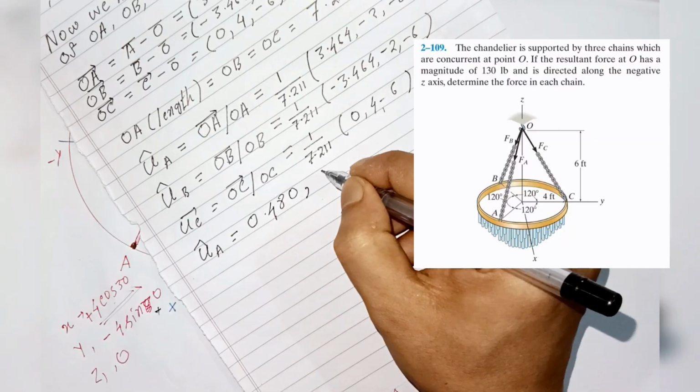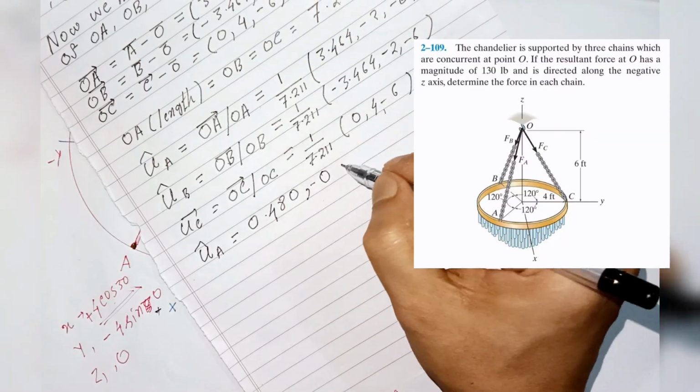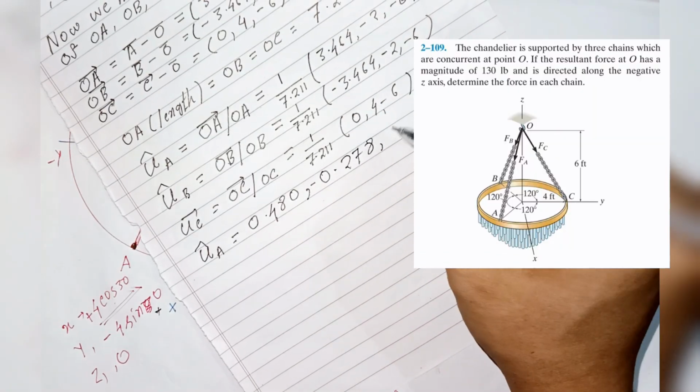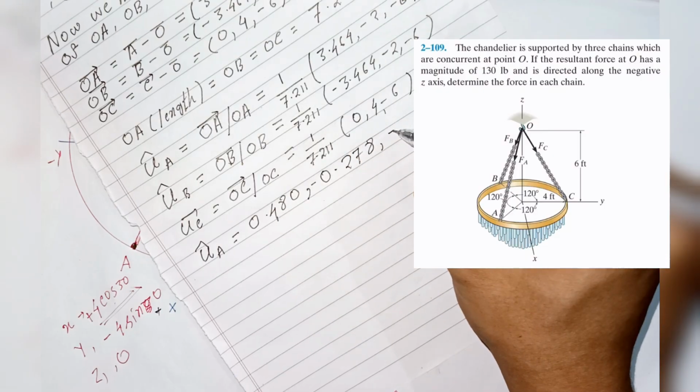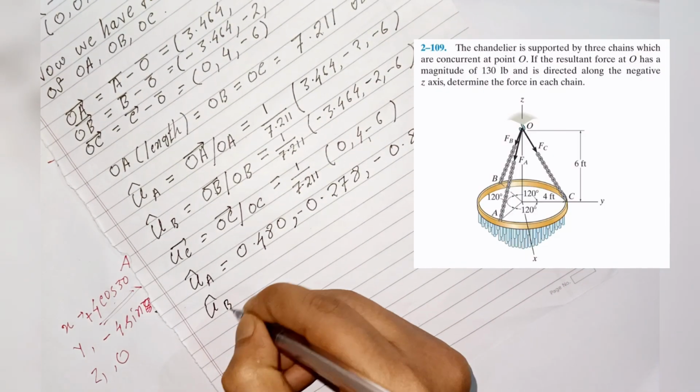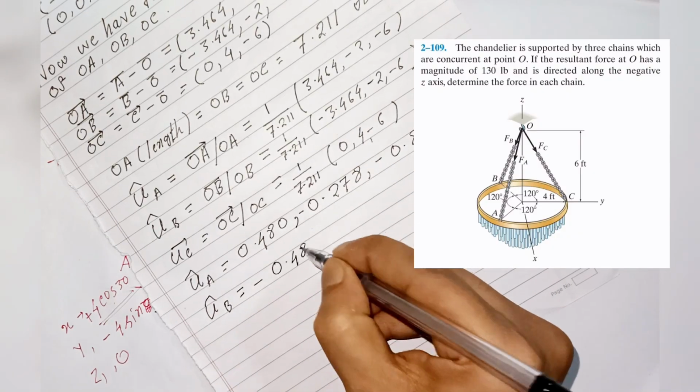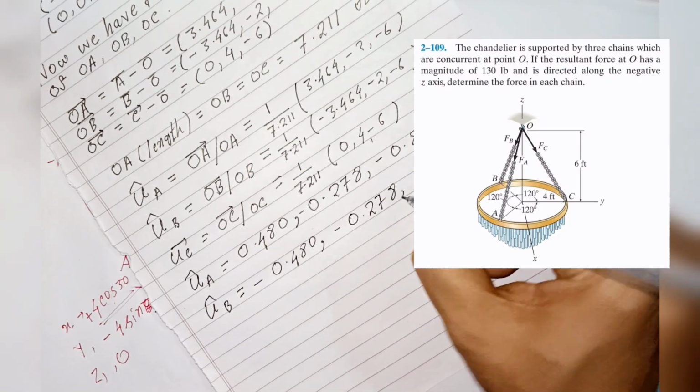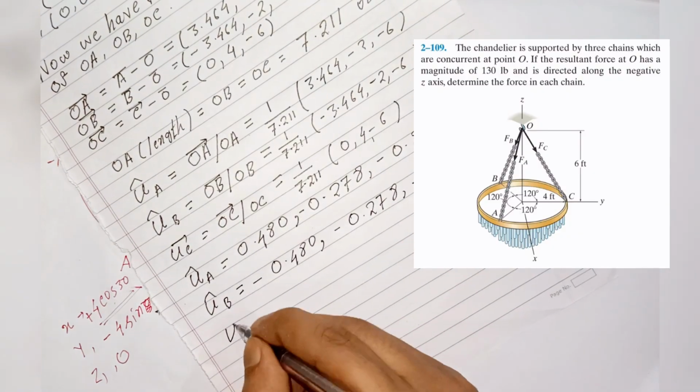Okay, next simplify and calculate, because it's in divide format. So each component is divided by 7.211. Simplify the unit vector of all chains OA, OB, OC position vectors.